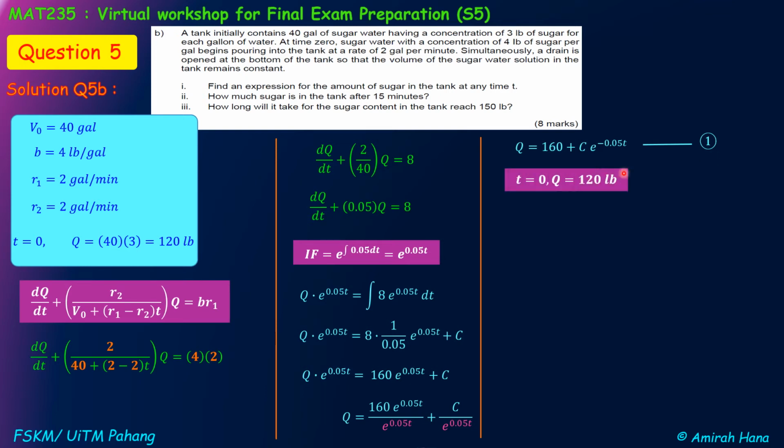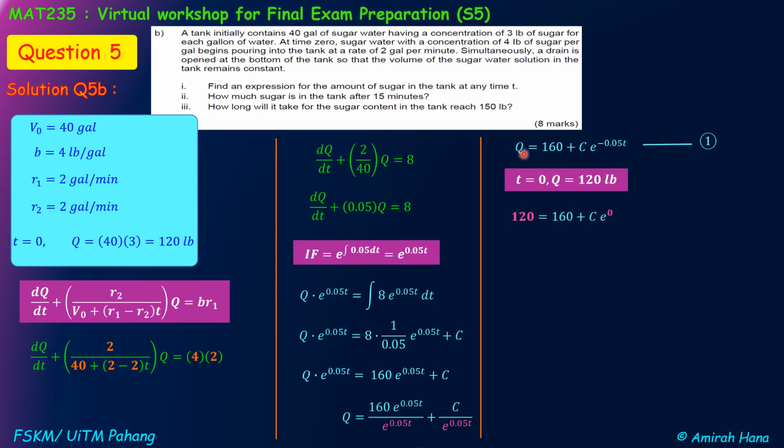We substitute t equals to 0, Q equals to 120 pounds. Why 120 pounds? From this information: 3 pounds of sugar for each gallon of water. That means 3 times each gallon, and we have 40 gallons here. So that's why we have 120 pounds. We substitute into equation 1 here.